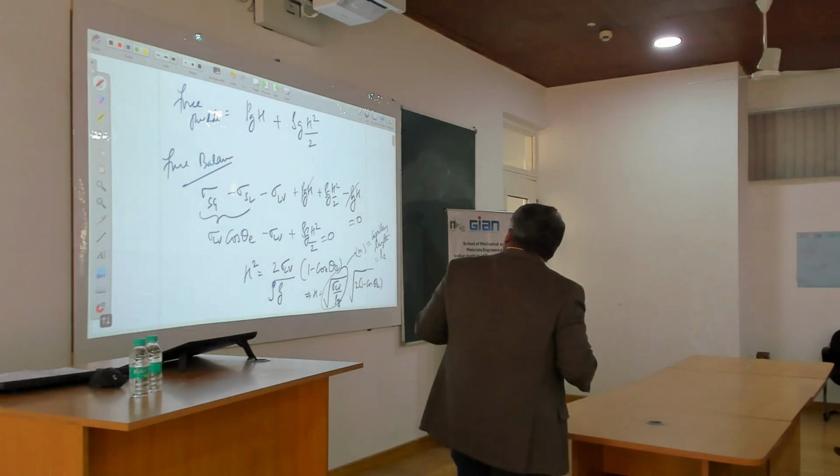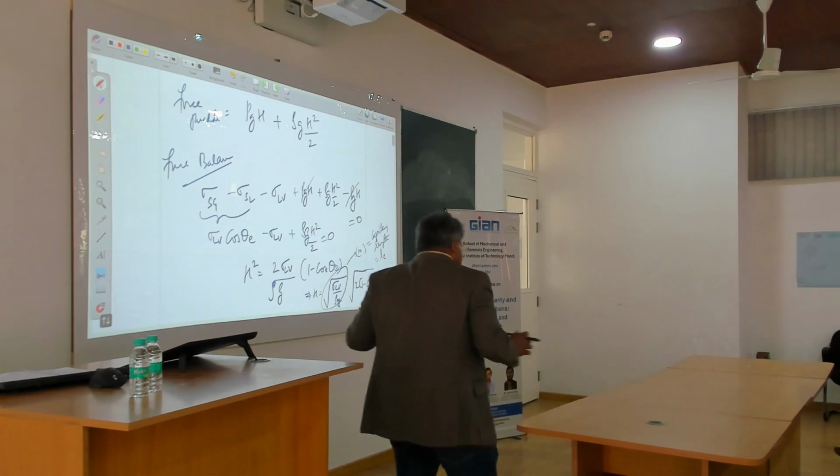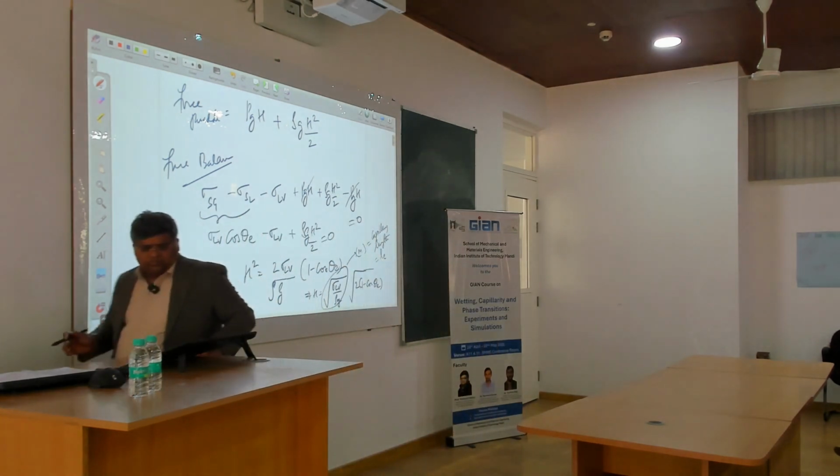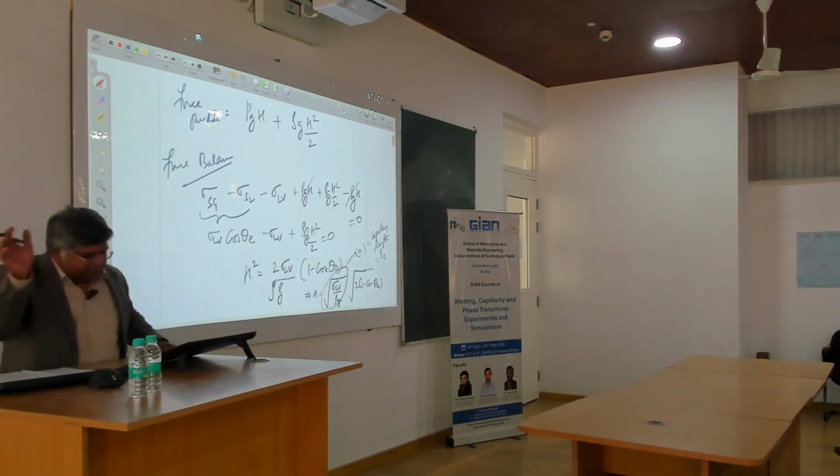So this force balance is written for half of the puddle? Yeah, half of the puddle. And then PGH is when you integrate it over the entire thing.